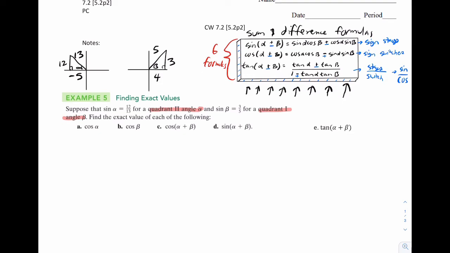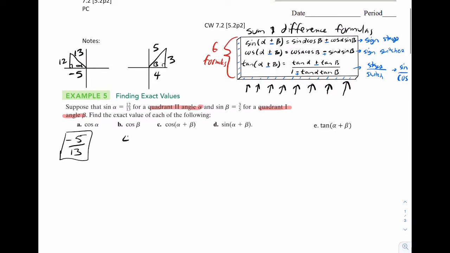So A, cosine of alpha. Look at your alpha triangle. That's just negative 5 over 13, because that's just adjacent over hypotenuse. Now B, cosine beta. Same thing. Do A over H, 4 over 5. So A and B, pretty easy.